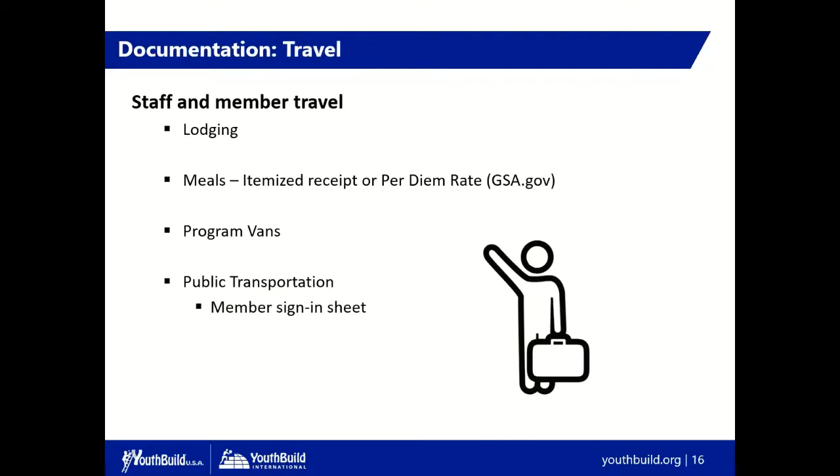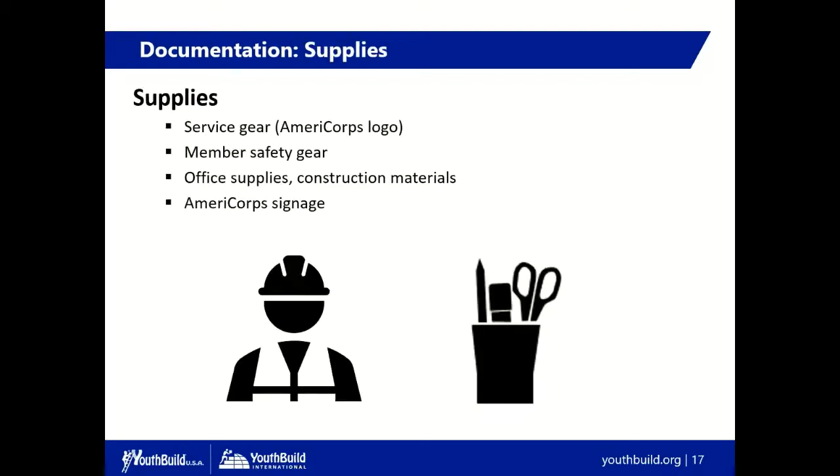To continue what I was saying, if you have member travel related to public transport, you need to submit a member sign-in sheet. The most important thing to take away is that your expenses related to staff and member travel need to be reasonable and should align with your organization's internal travel policy. And if you have any questions, obviously you can reach out to us around travel and what you need to include and submit to receive reimbursement.